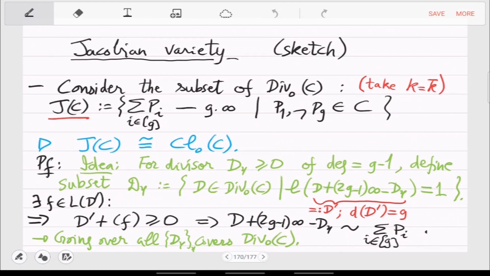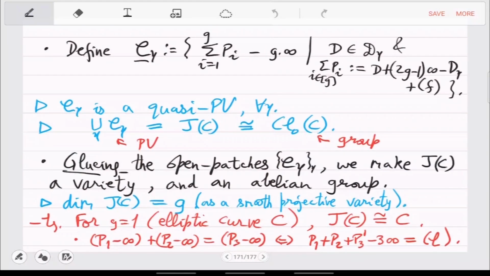It's a positive divisor, and so two things: it's a positive divisor and its degree is G, so it's a sum of G points. That is the property of this D, that the corresponding D prime is a sum of points, and you just take those sum of points now minus G infinity and call that C gamma.